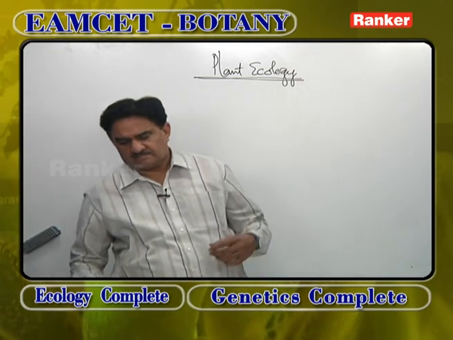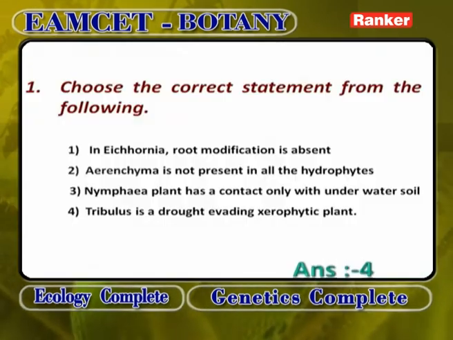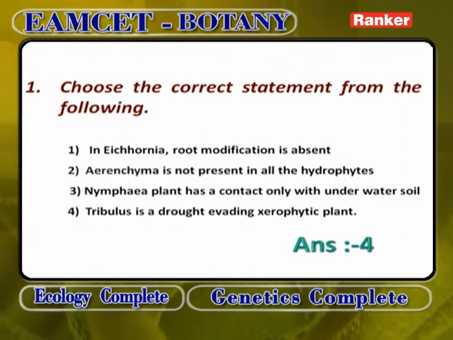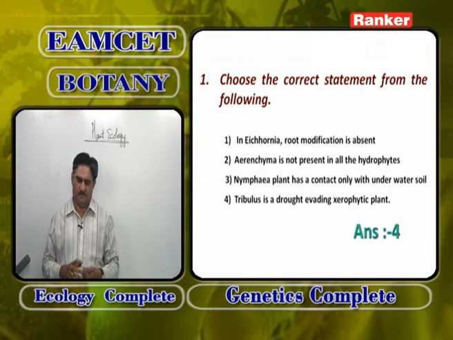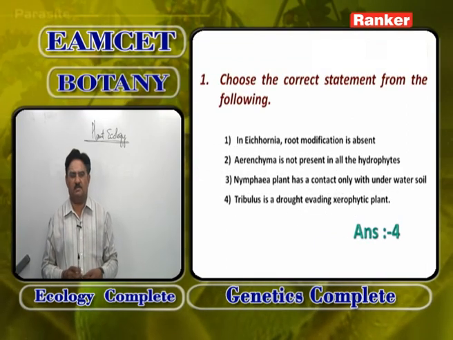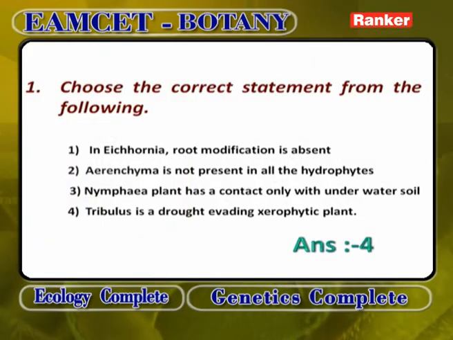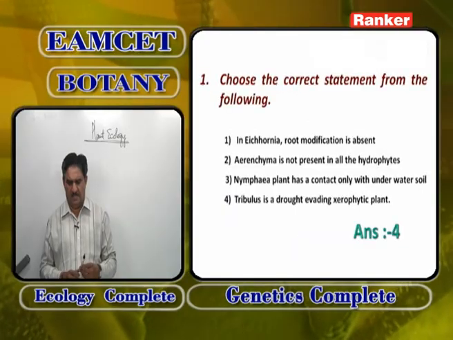The first one. Choose the correct statement from the following. In Eichhornia, root modification is absent. It is not correct, because in Eichhornia, roots are balancing roots. Aerenchyma is not present in all the hydrophytes. It is also wrong, because without aerenchyma, hydrophytes cannot survive. Hydrophytes are the best group of plants where aerenchyma is definitely present.